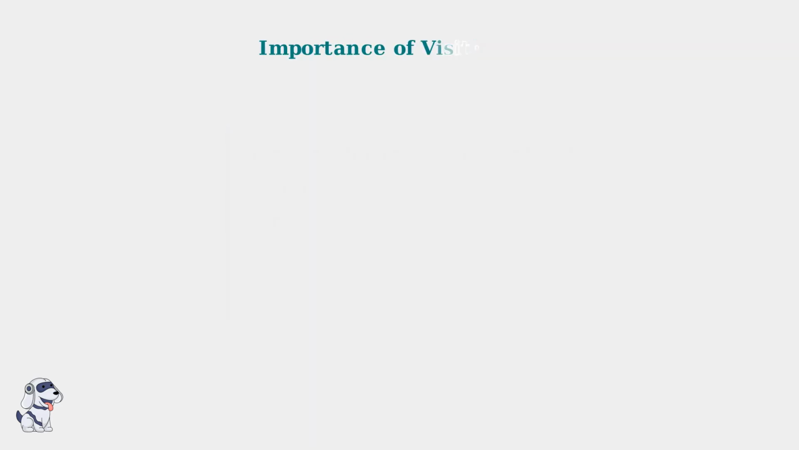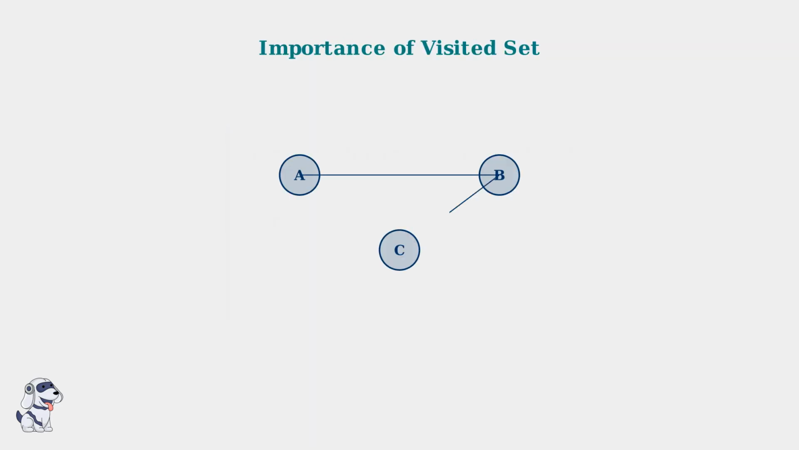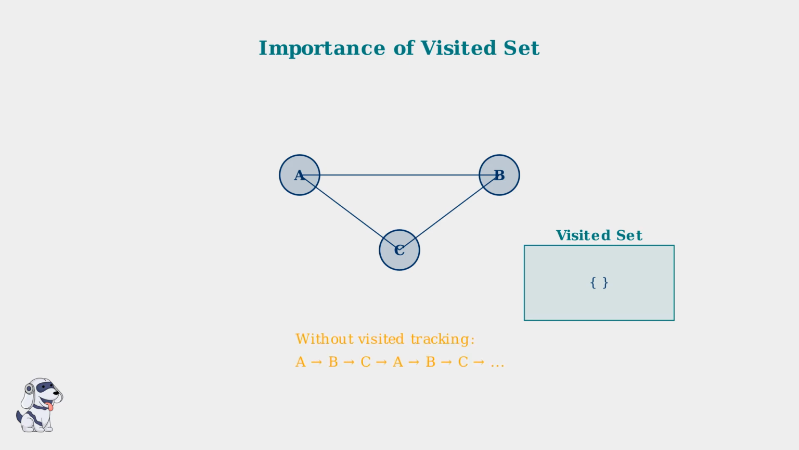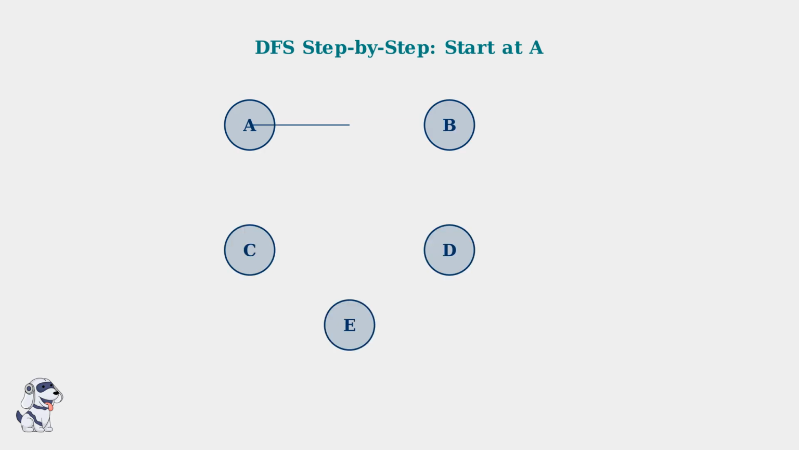The visited set is crucial for preventing infinite loops. Without tracking visited vertices, the algorithm could cycle endlessly between connected nodes. The visited set ensures each vertex is processed exactly once. Let's trace through a DFS example, starting from vertex A.